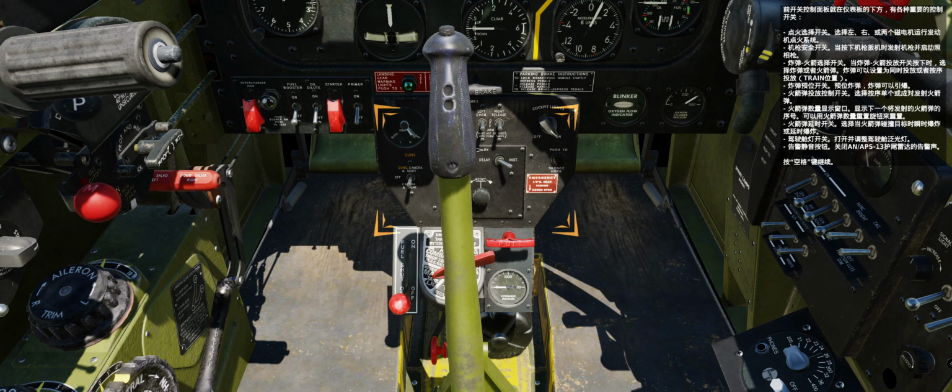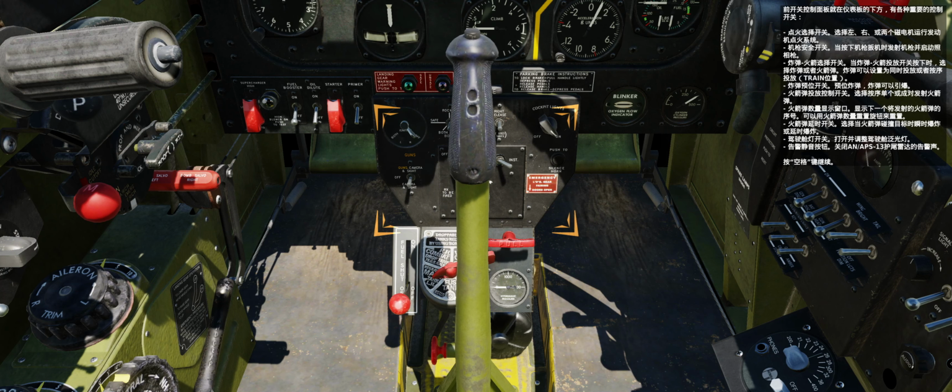Rocket delay switch selects instantaneous or delayed detonation upon impact for rockets. Cockpit light switch turns on and adjusts the cockpit floodlights. Horn silence button silences the AN/APS-13 rear warning radar alarm.